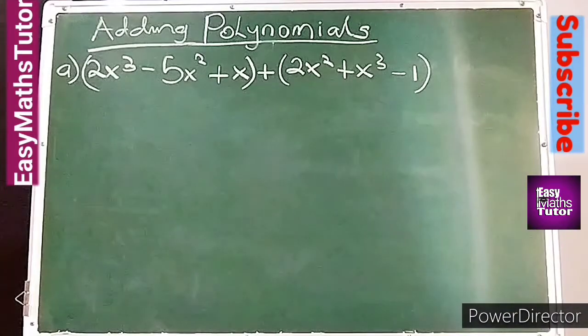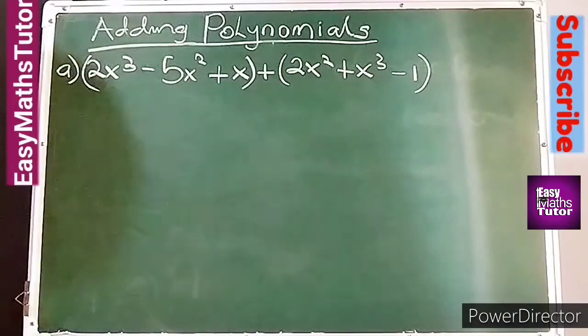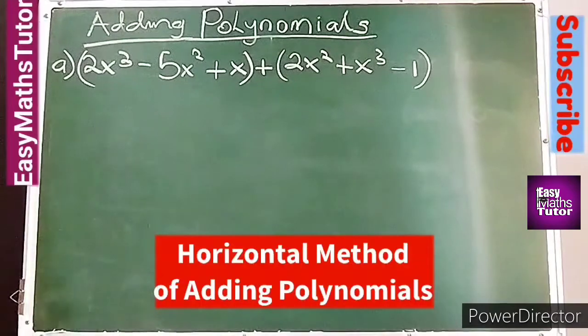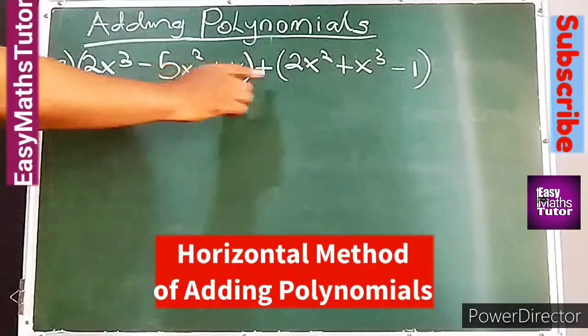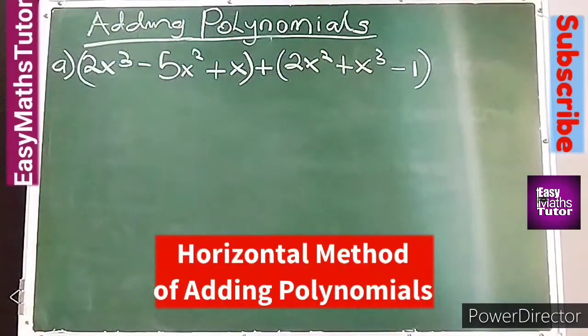Hey, welcome back. So, adding polynomials. We're going to add polynomials in a horizontal format. The horizontal format involves arranging the terms into like terms. First of all, we'll open up the bracket. Since it's a plus sign, if we open up this bracket, nothing much will happen to this polynomial.